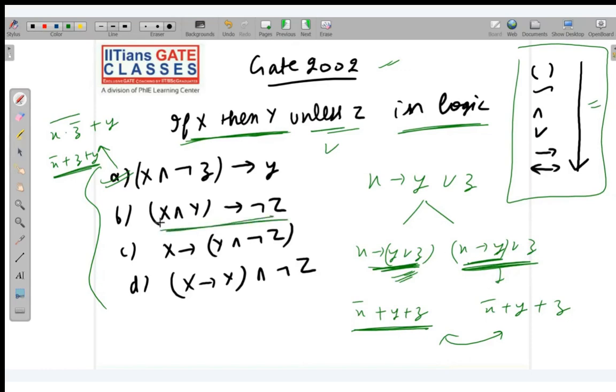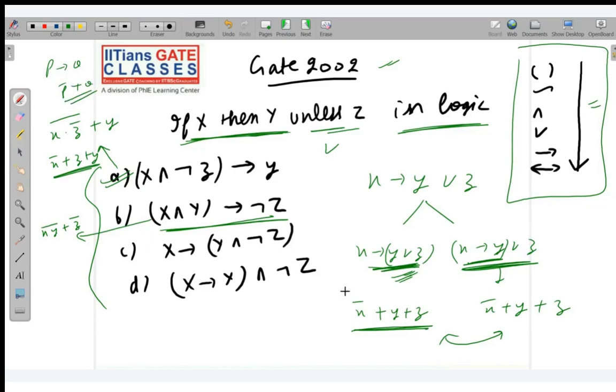And if you try to expand it, what will you get? X and Y implies not Z. So X Y whole bar plus Z bar. I think you remember P implies Q is P bar plus Q. P implies Q is nothing but P bar plus Q in Boolean algebra. So try to change like this.